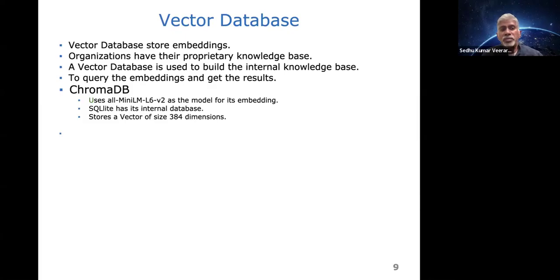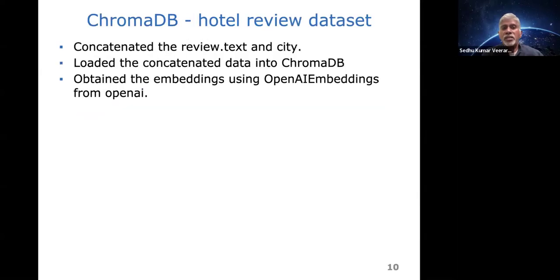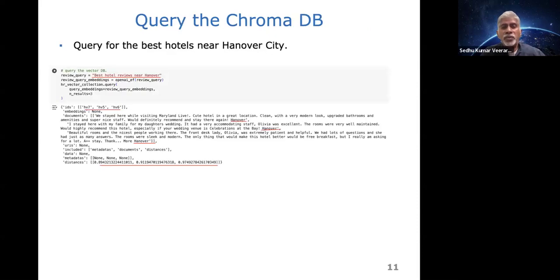Vector databases store embeddings. Organizations have their proprietary knowledge base. A vector database is used to build the internal knowledge base to query the embeddings and get the results. And I'm using ChromaDB. And concatenated the review text and city. I loaded the concatenated data into ChromaDB, obtained the embeddings using OpenAI embeddings, and queried for the best hotels near Hanover City, and the results are here and it's highlighted.